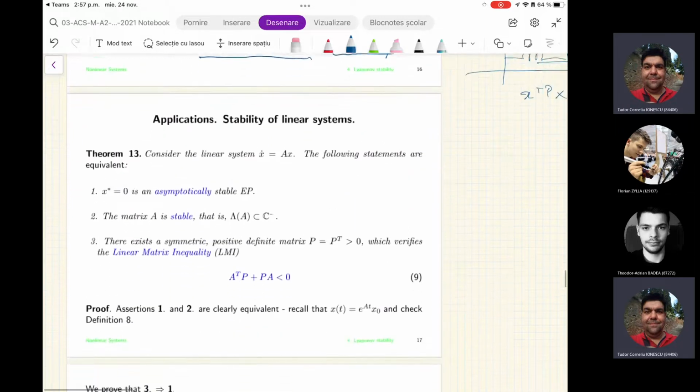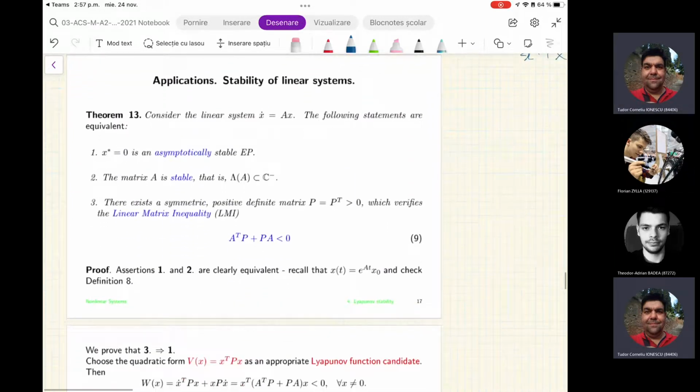An application of Lyapunov theory is the stability of linear systems. So now we really discuss linear systems as a special case, as a particular instance of the Lyapunov theory. The results that you know from linear systems about eigenvalues, and that the eigenvalues should be in the open left half plane, actually these are consequences of the Lyapunov theory.